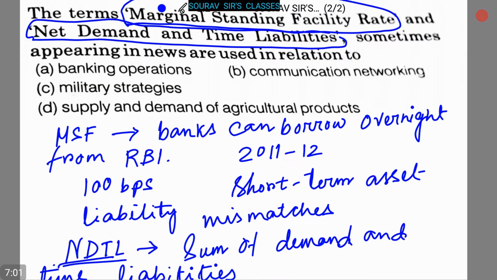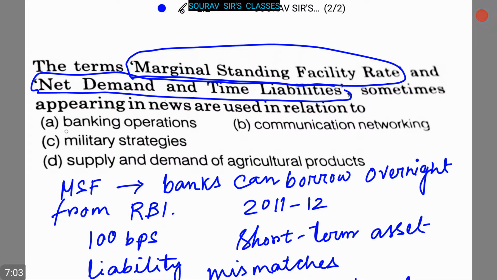So here option A, that is banking operations, is the correct answer. So the terms marginal standing facility rate and net demand and time liabilities, sometimes appearing in news, are used in relation to banking operations.